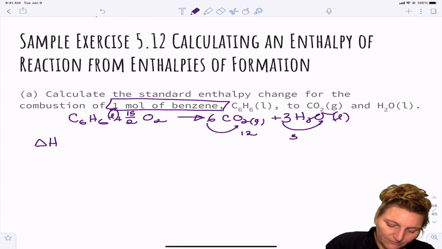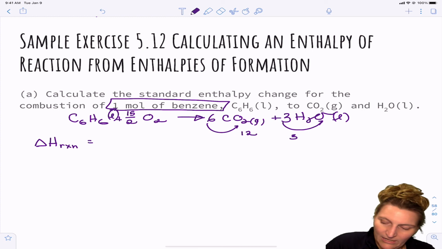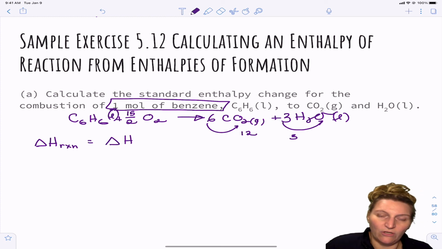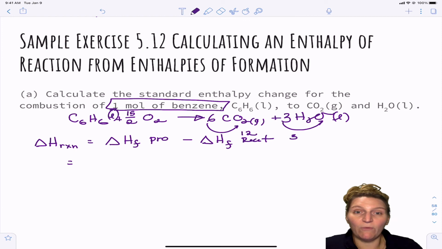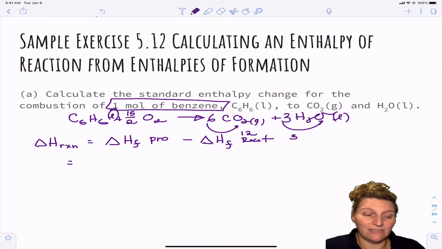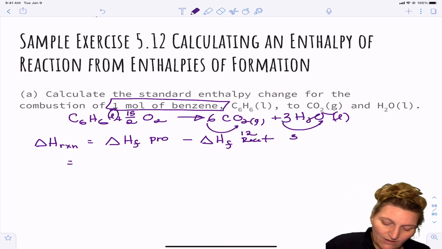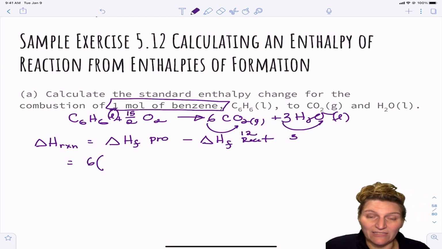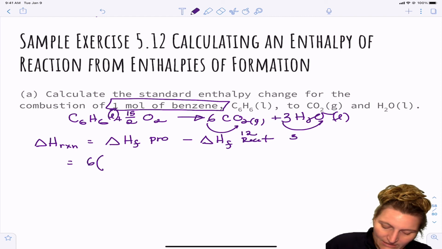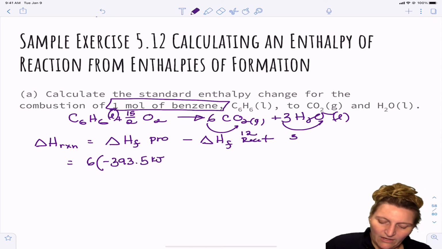Delta H for the reaction is equal to the delta H of formation of the products minus the delta H of formation of the reactants. So now I am looking in Appendix C or on the table before for the numbers. And I'm starting with the products, so 6 times, and I find the number for carbon dioxide, it's negative 393.5 kilojoules.